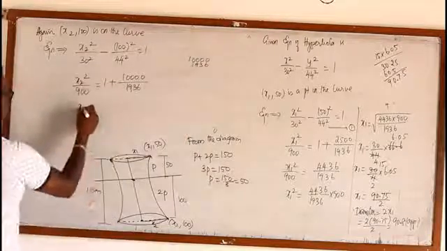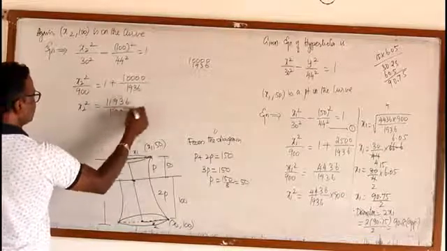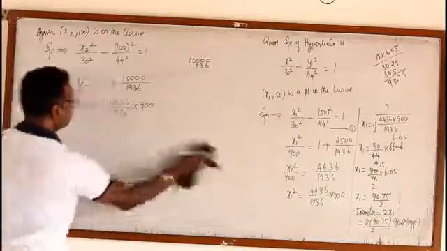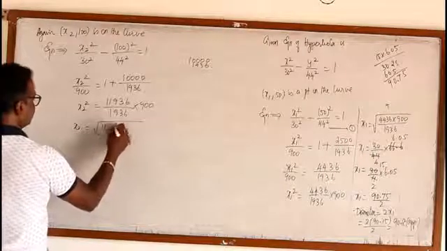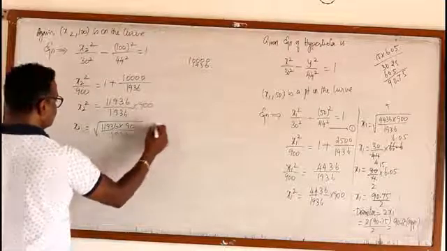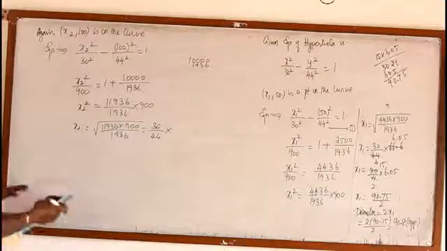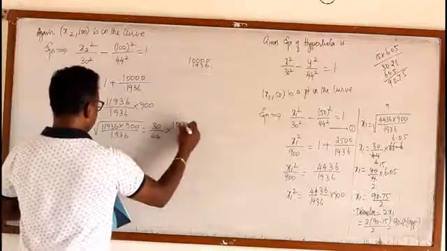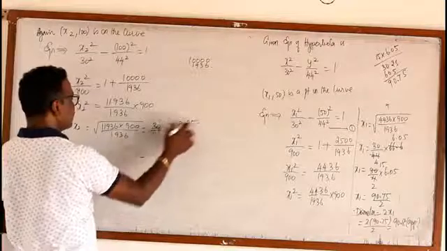So x2 square equal to 11936 by 1936 into 900. Therefore, from this we shall find x2 as root of 11936 into 900 by 1936. Root of 900 is 30, root of 1936 is 44. For this, if I find the root value, it is 109.25.